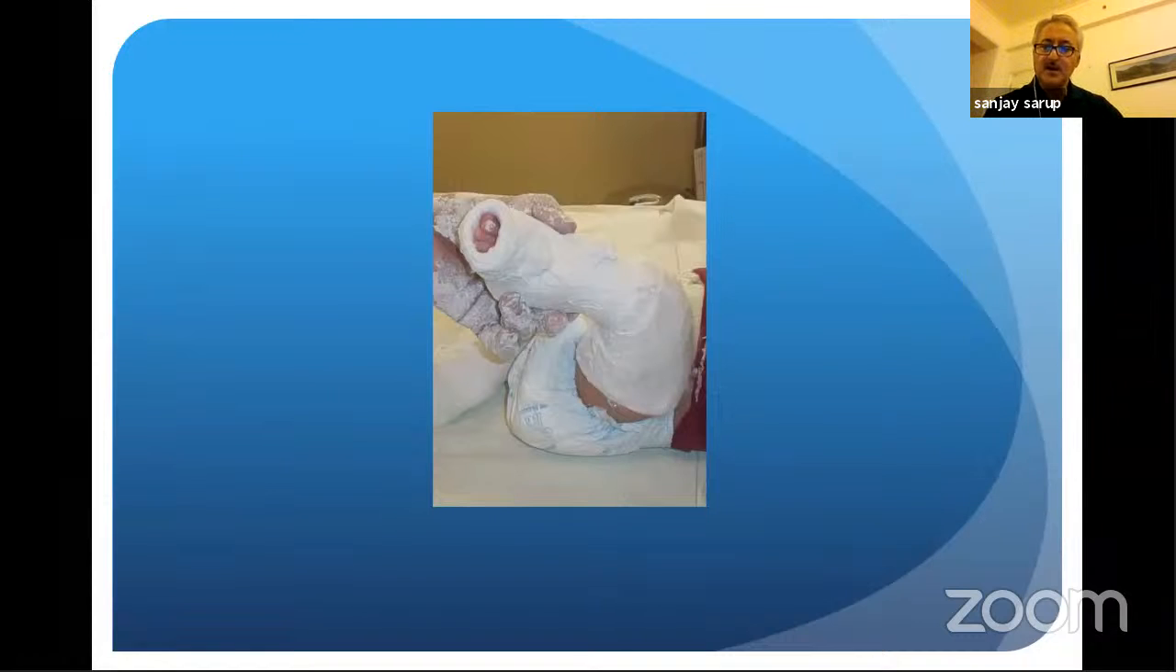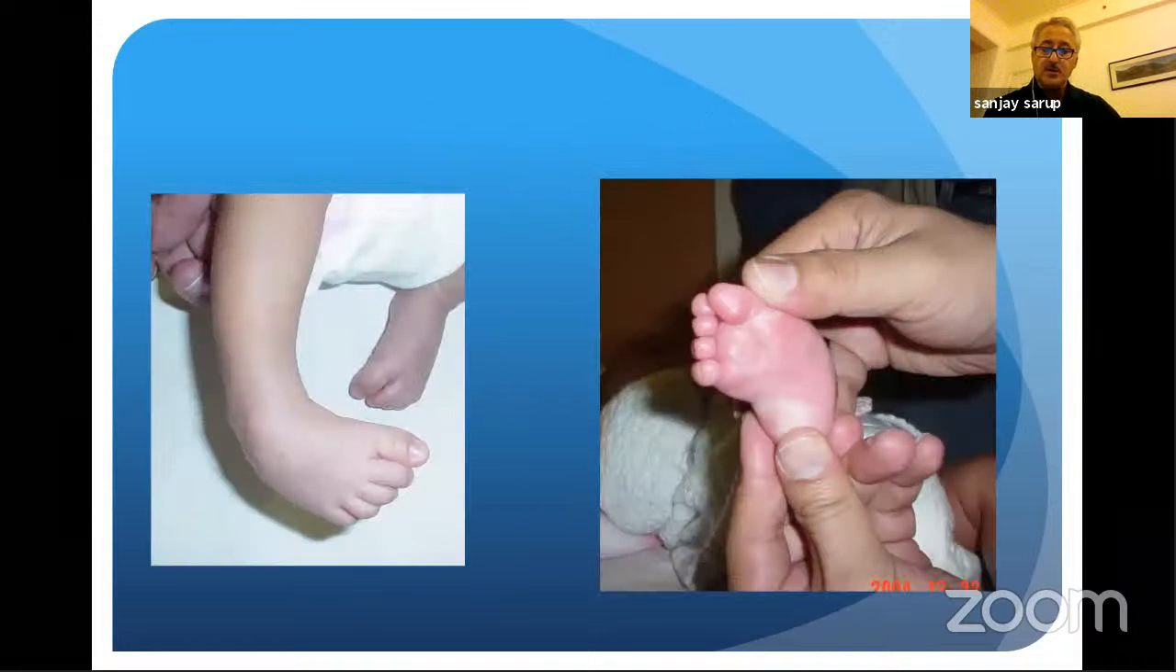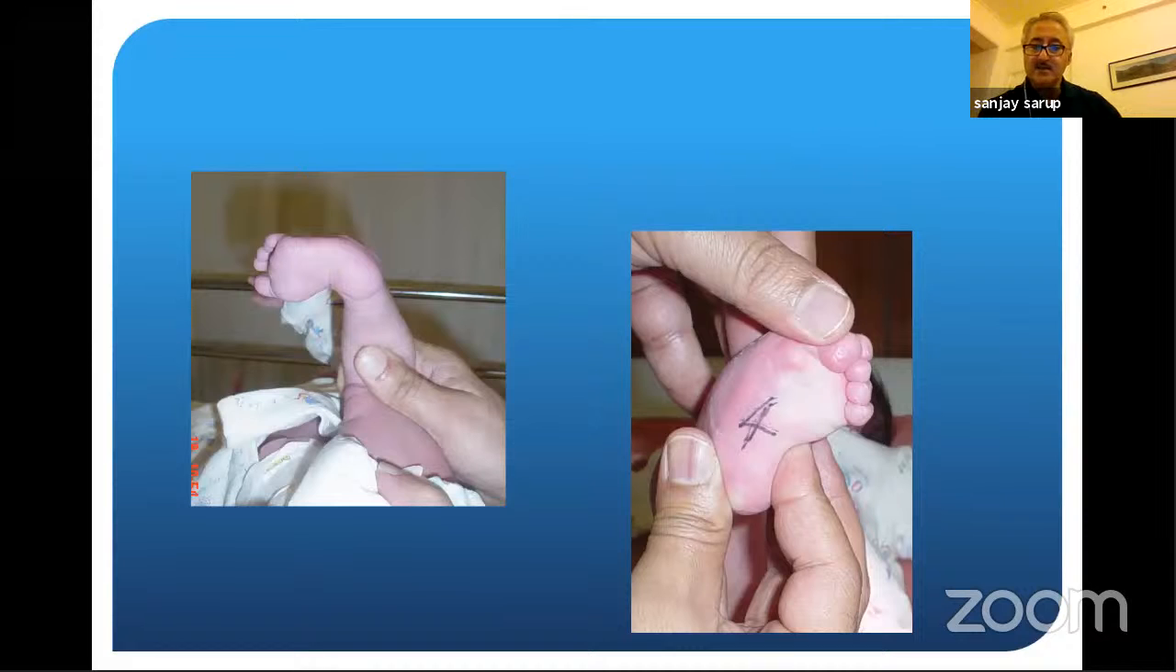Because we use a thumb in cast technique, we hardly have a problem. We don't have a problem with pressure sores at all on the dorsum of the foot. And we can gain a very quick correction because we can apply a bigger force. So this is a typical case, CTV, a right foot, and this is after the fourth plaster. And here it is again, CTV left foot, and this is the fourth plaster correction.